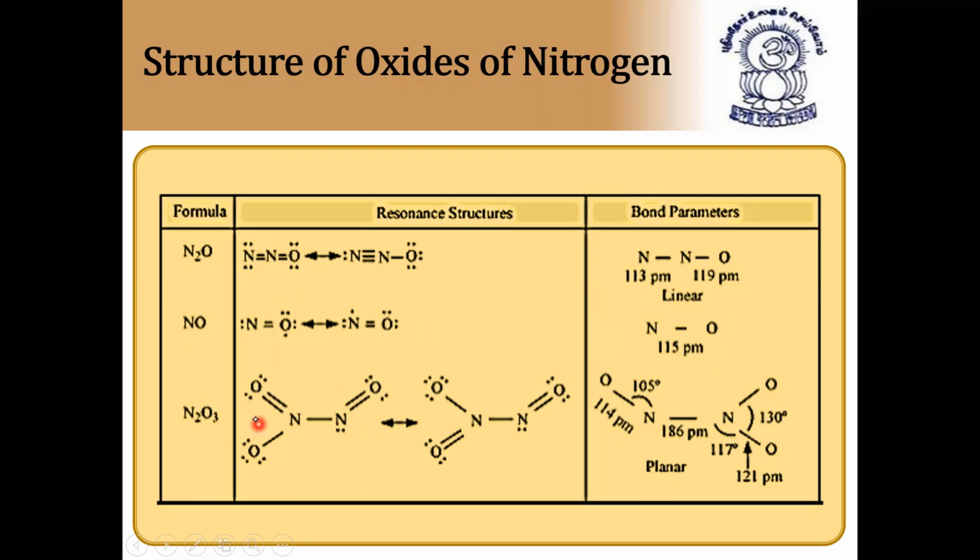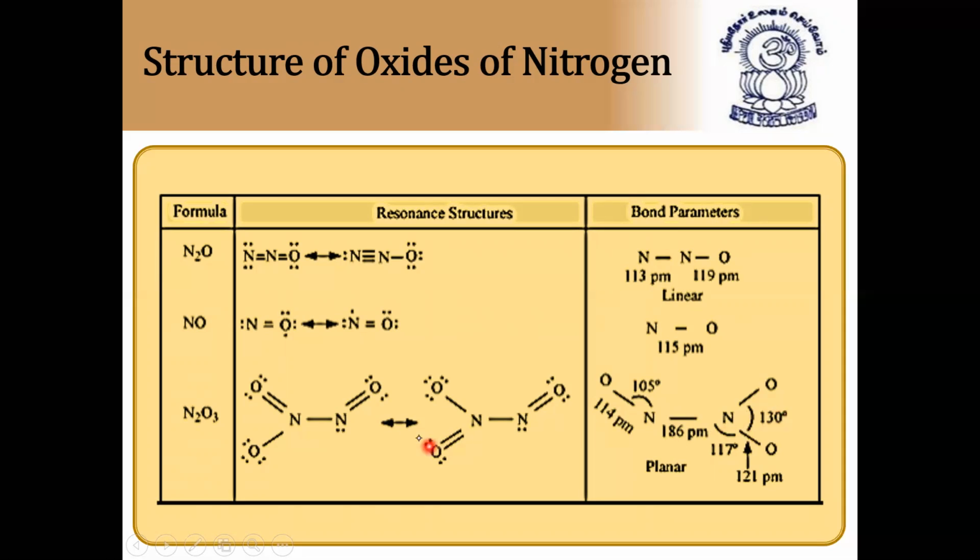Next, N2O3 structure, N double bond O, N double bond O. So this is the structure of N2O3. This can be written like this also. For this nitrogen, you'll get a single bond, and for this nitrogen, you'll get a single bond with oxygen. These two are resonating structures, and this double bond O is common in both the cases. So the shape is planar, with bond angles of 105 degrees and 130 degrees.